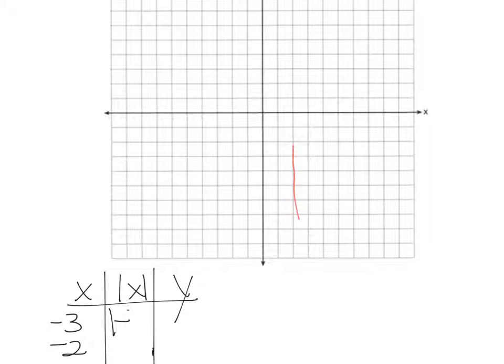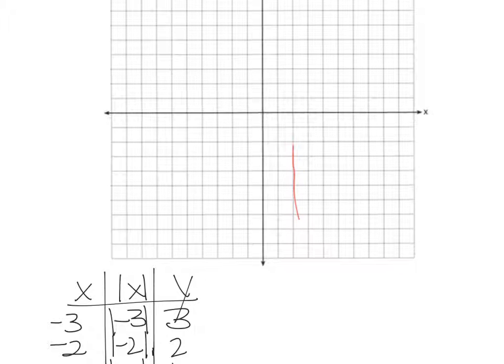So the absolute value of -3 is +3. That's the distance that -3 has away from 0. Distance is always positive, so it's always going to be a positive result, and that's the distance of 3. Absolute value of 2 is +2. Absolute value of -1 is +1. Absolute value of 0 is 0. Absolute value of 1 is 1.